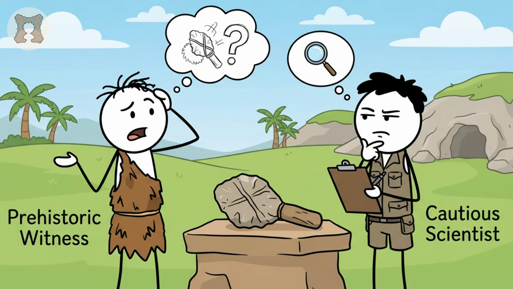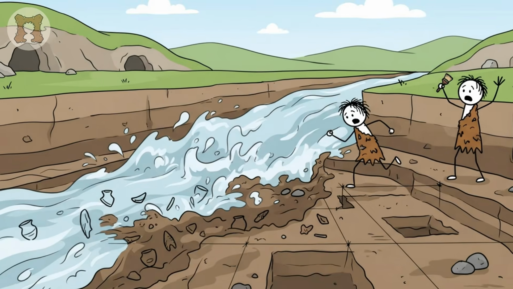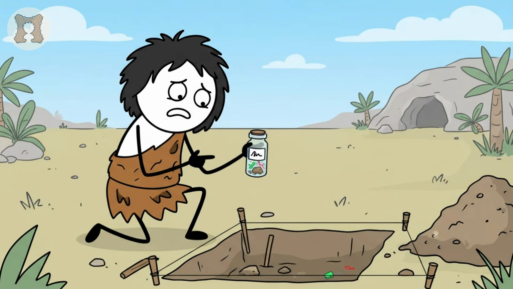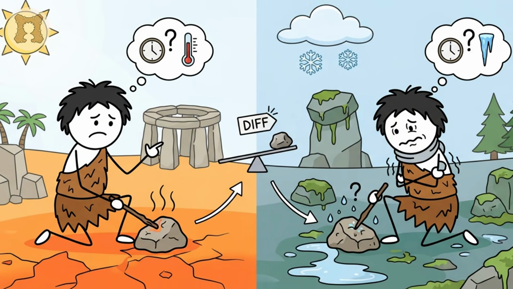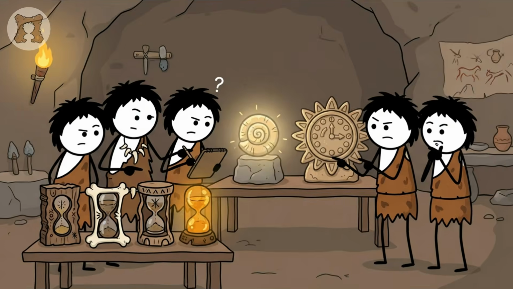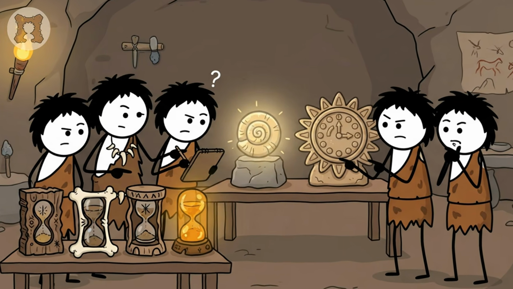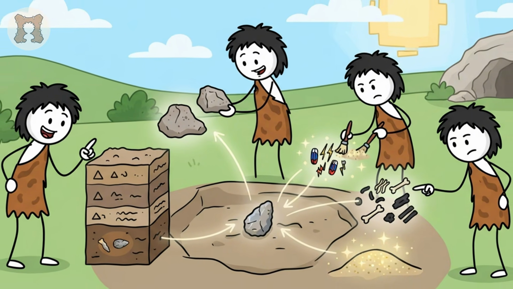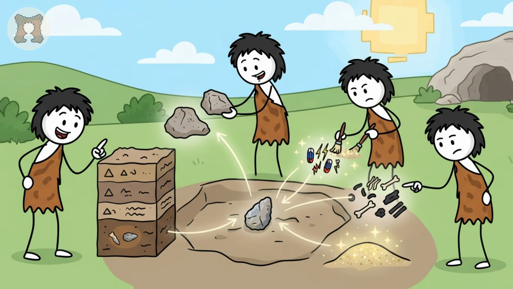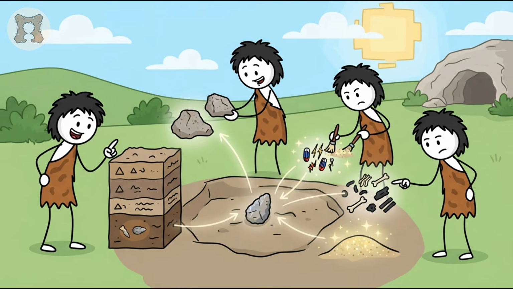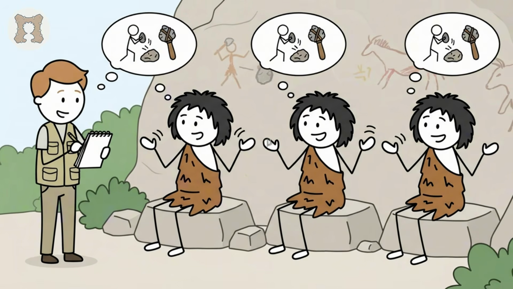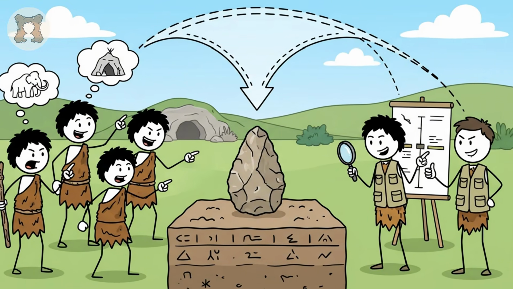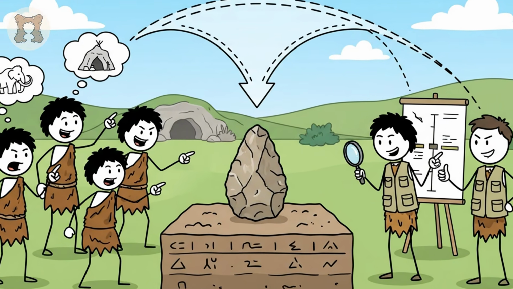Of course, a single witness can be misleading. A flood may disturb a layer of soil. A sample may become contaminated. A dating method may be affected by heat or local conditions. That is why scientists rarely trust just one clock. They combine stratigraphy, volcanic ash, magnetism, luminescence, and evidence from surrounding materials. It is like interviewing several people who all saw the same event. When every witness tells the same story, the conclusion becomes much harder to dismiss.